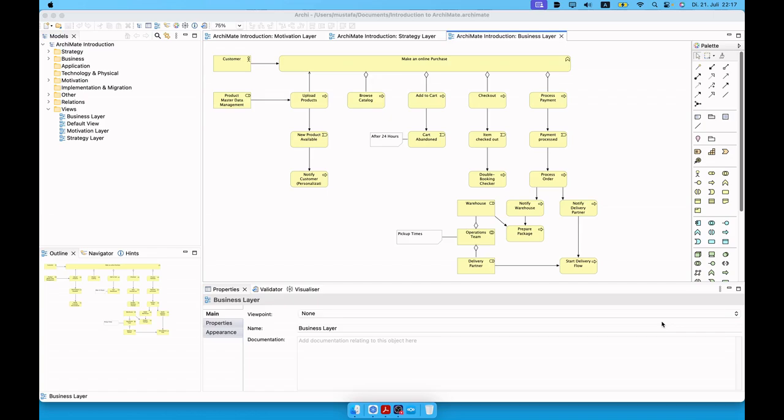Hello and welcome to a new session on the topic ArchiMate, the architecture modeling standard that aligns well with the TOGAF Architecture Development Method, ADM. Today we continue where we left off with the business domain. Previously we showed the motivation layer, the strategy layer, and started with the business layer.